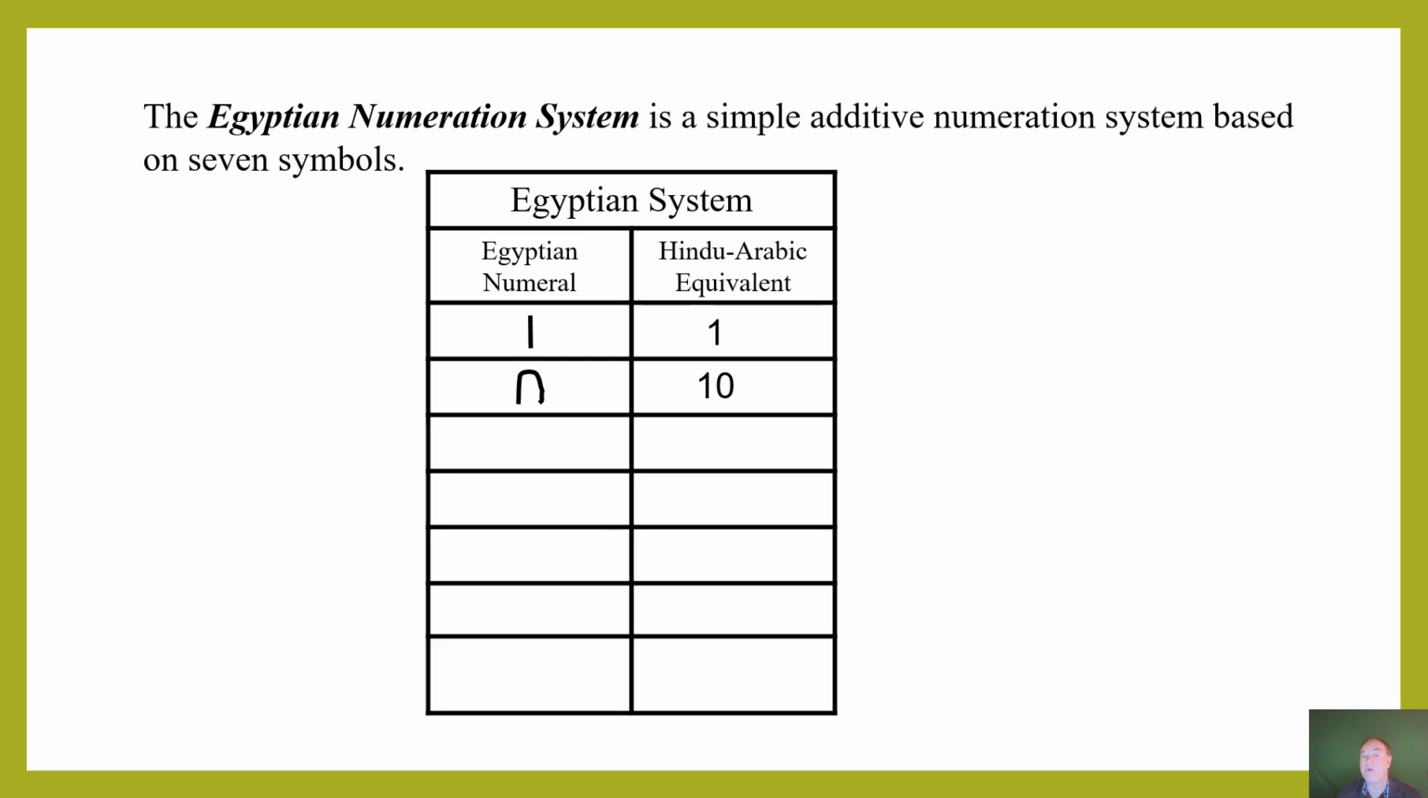We take the heel bone, which represents 10. We take the scroll, which represents 100. We have the lotus flower, which represents 1,000. The pointed finger represents 10,000. The pollywog represents 100,000. And the astonished man represents 1,000,000.